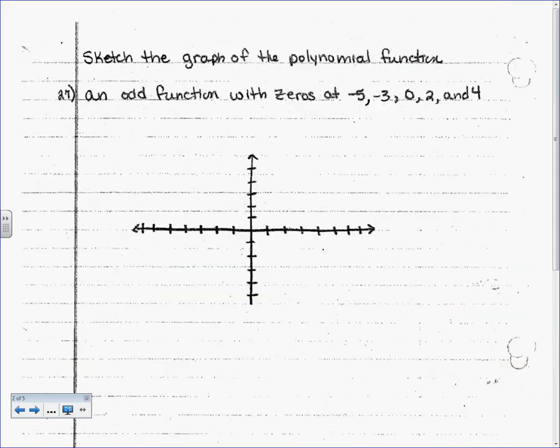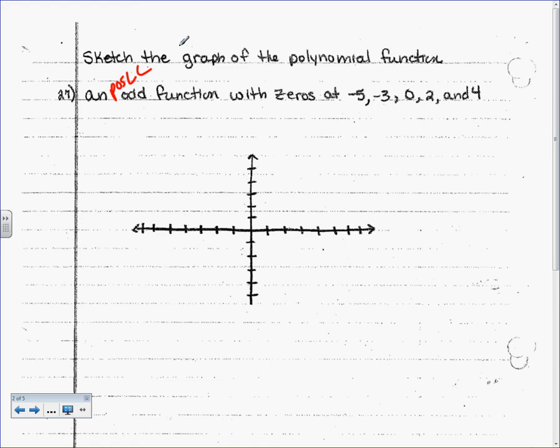Sketch. So what we did on the front was not a sketch. That was pretty precise, right? A sketch means probably you don't need to plug any numbers in, okay? So an odd, let's say positive LC, positive leading coefficient. An odd function with zeros at -5, -3, 0, 2, and 4. What's it mean to be a 0?